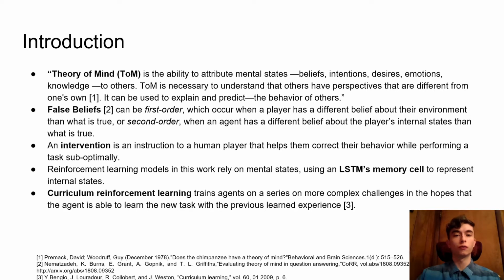False beliefs can be first order, which occur when a player has a different belief about their environment than what is true, or second order, when an agent has a different belief about the player's internal states than what is true. An intervention is an instruction to a human player that helps them correct their behavior while performing a task suboptimally. Reinforcement learning models in this work rely on mental state, using an LSTM's memory cell to represent internal states.